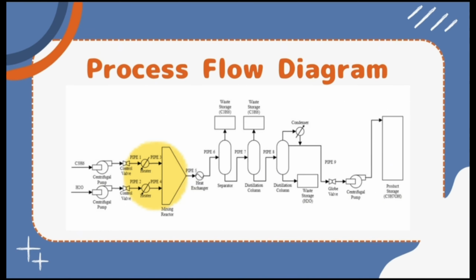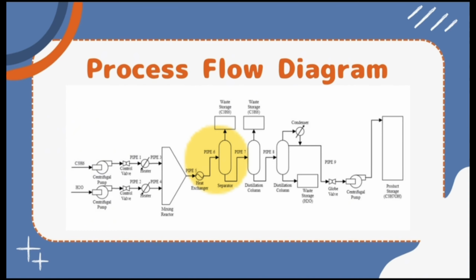The propylene and water are then mixed in the mixing reactor with 80% efficiency of conversion to produce isopropyl alcohol. The unreacted components and the isopropyl alcohol produced then leave the reactor. Next, before entering the separator, all the substances are cooled down to 40 Celsius. Inside the separator, 90% of propylene is removed from the mixture in vapor phase.